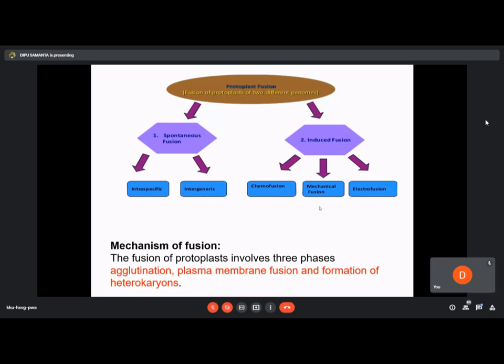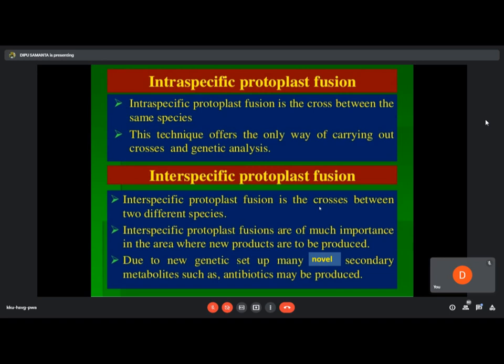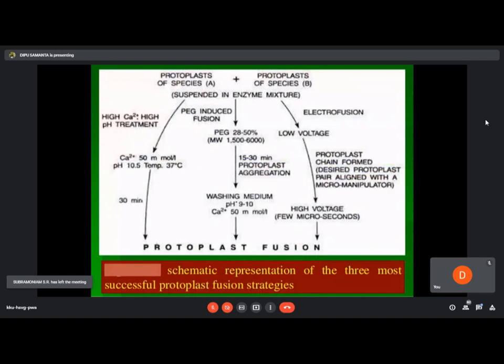In general, the mechanism of fusion is activation, then plasma membrane fusion, then... Now, as I have mentioned, that fusion can be interspecific or intergeneric. Now, this is a schematic representation of protoplast fusion.